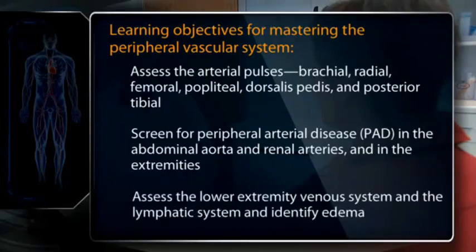To assess the lower extremity venous system and the lymphatic system, including the axillary and epitrochlear lymph nodes and the inguinal lymph nodes, and to identify edema. Careful assessment of the peripheral vascular system is essential for detection of peripheral artery disease, which is found in roughly 12% of the population, but silent in about half of those affected.